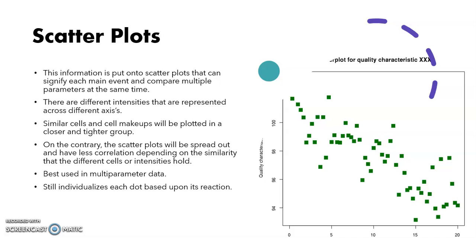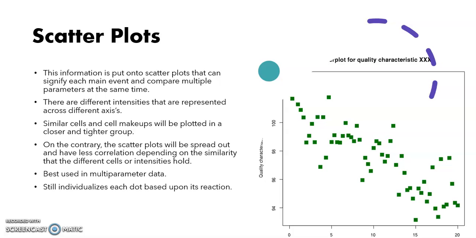Scatter plots. This is information put into scatter plots. This information is put onto scatter plots that can signify each main event and compare multiple parameters at the same time. There are different intensities that are represented across different axes. Similar cells and cell makeups will be plotted in a closer and tighter group. On the contrary, the scatter plots will be spread out and have less correlation depending on the similarity that the different cells or intensities hold.